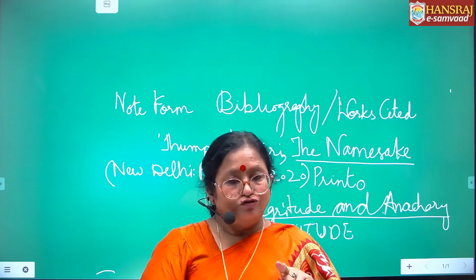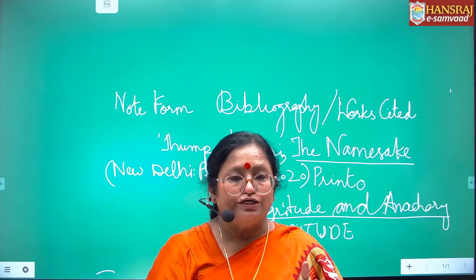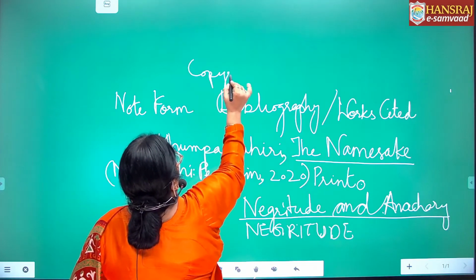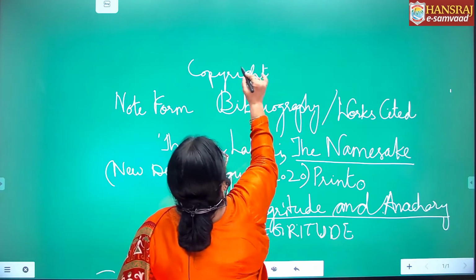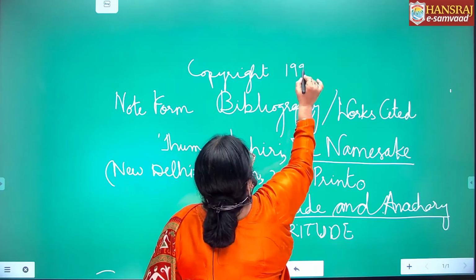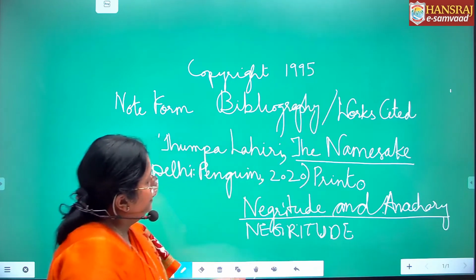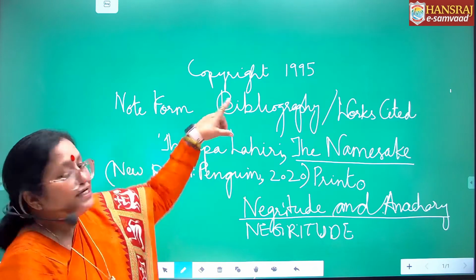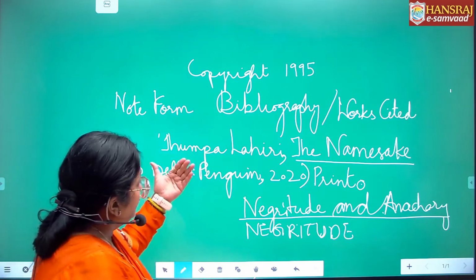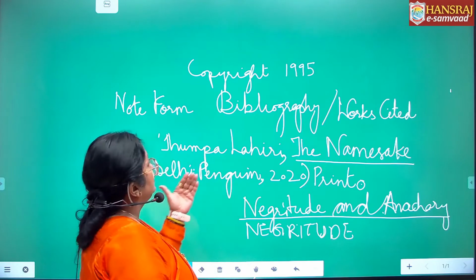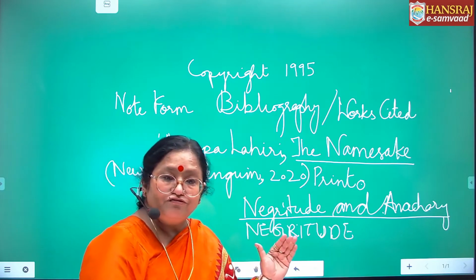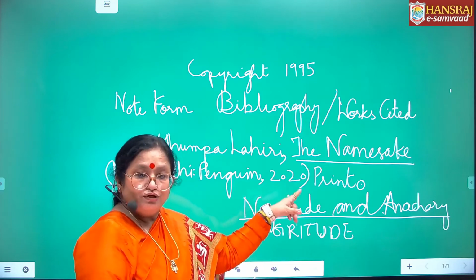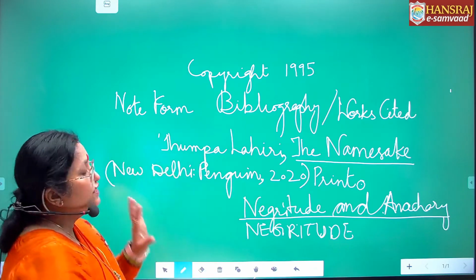Copyright is the date of publication, so that is important. Sometimes what they say is copyright 1995. Now suppose in this book it is written that copyright is 1995, it implies that the book was first written in 1995, and the version that I am consulting is 2020. So this is to be there in citation.